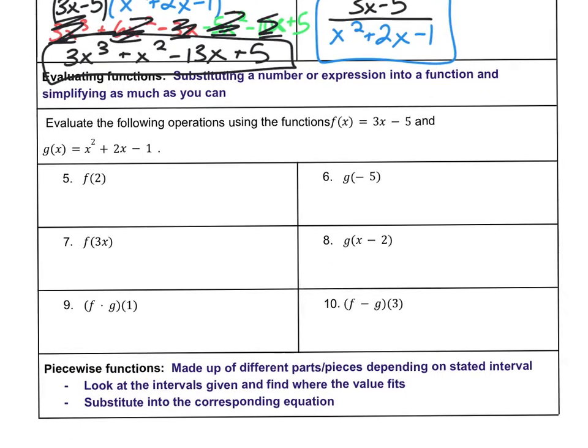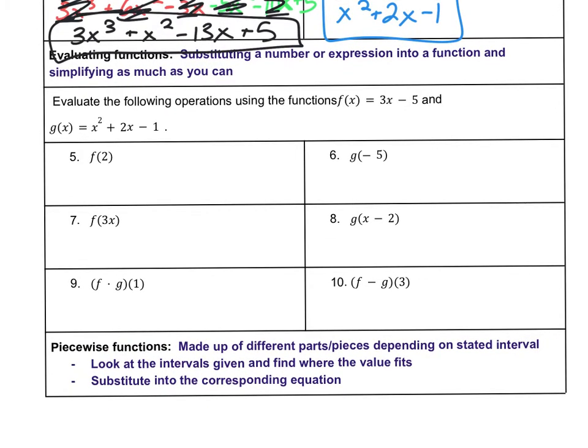Moving right along here. So now we can substitute a number or expression into a function and simplify as much as we can. Okay, so what this is, it's just the exact same thing, but it's putting in a number for x instead of a variable. So f of 2. Normally we'd see f of x, right? So what I'm doing is I'm putting in 2 everywhere that it says x, but only in the f function, okay? Because that's what it told me. This is f of 2, not g of 2. At least not yet, okay?